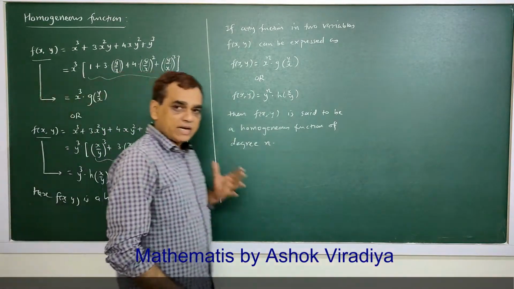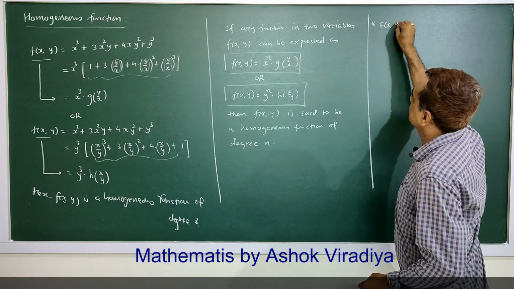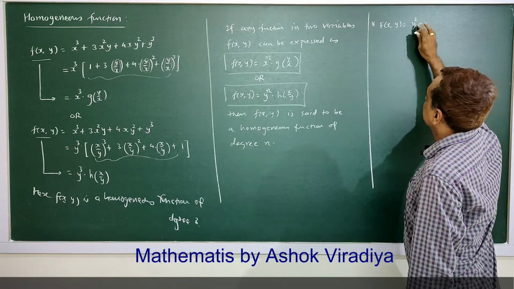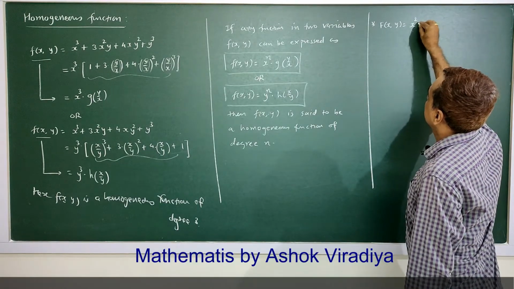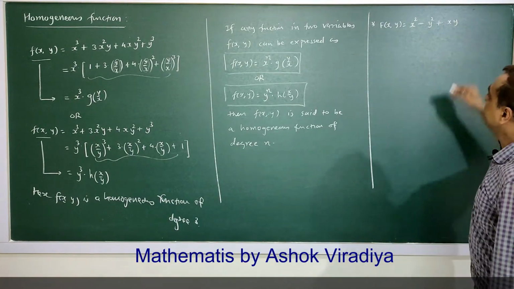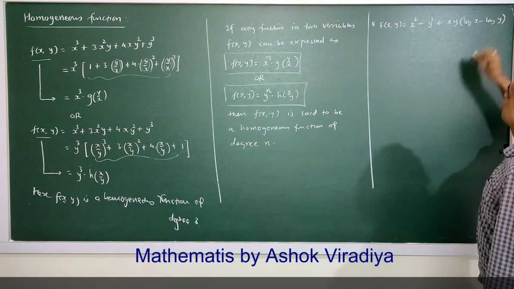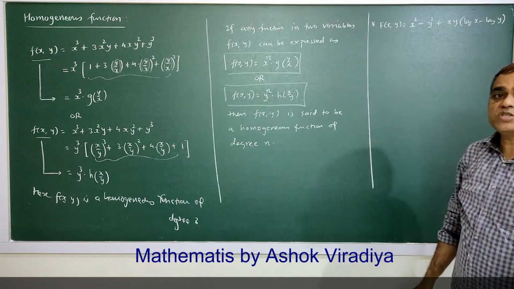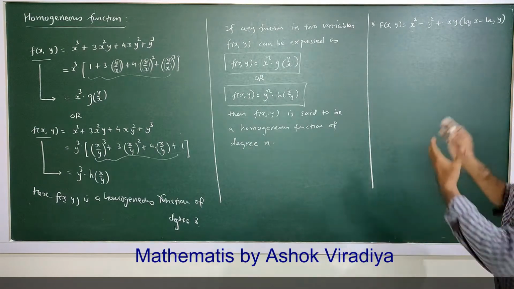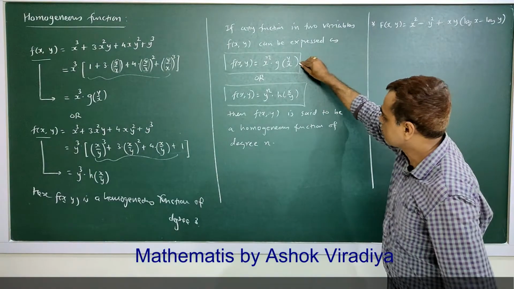Now taking one more example. Suppose f of xy equal to x square minus y square plus xy into log of x minus log of y. Now, is it a homogeneous function of degree n? To check whether it is a homogeneous function of degree n or not, we try to convert it into this form.